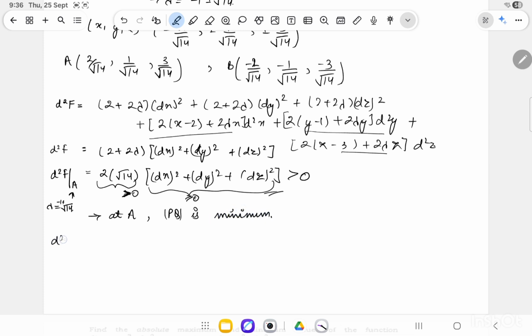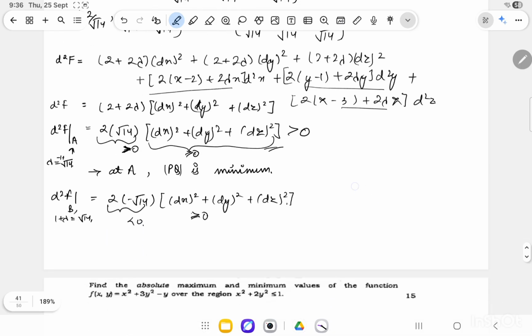Now let's check it at point B. So at point B, 1 plus lambda is basically minus under root 14. So d square f will be 2 into minus under root 14 into dx square plus dy square plus dz square, and this thing is always greater than or equal to 0, but minus of 2 under root 14 is less than 0. So this whole thing will be less than or equal to 0 at point B. So from here I can say that at point B, distance PQ is maximum.